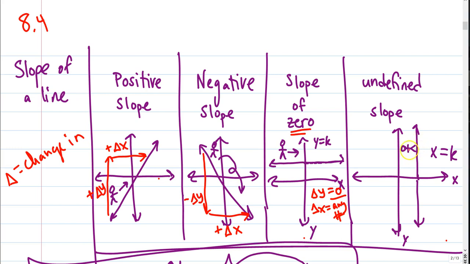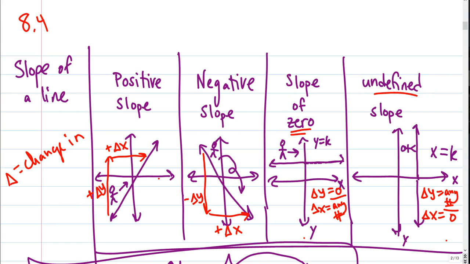So what do we call this? Well, we call it an undefined slope because this time the change in y is up and down any number, and the change in x is 0. And any number divided by 0, we call that undefined. We've done that in prior chapters.